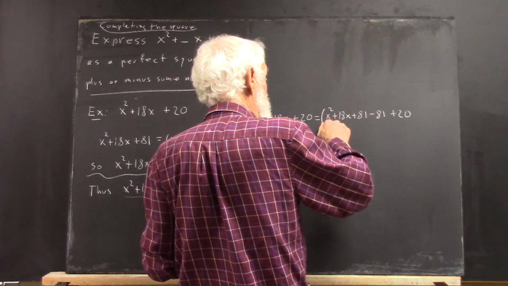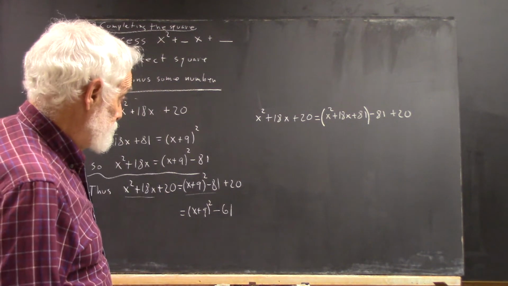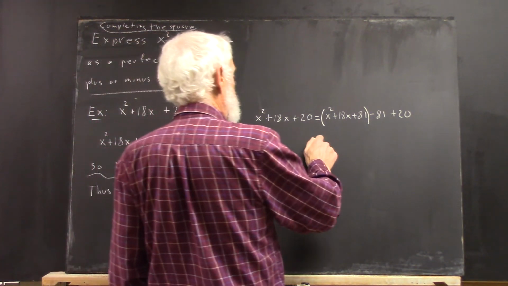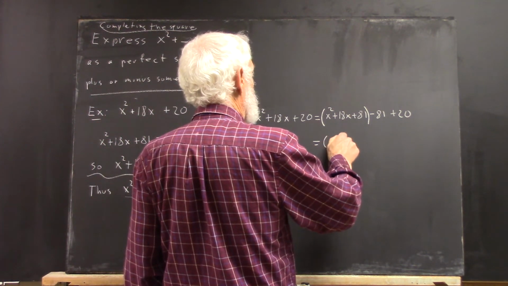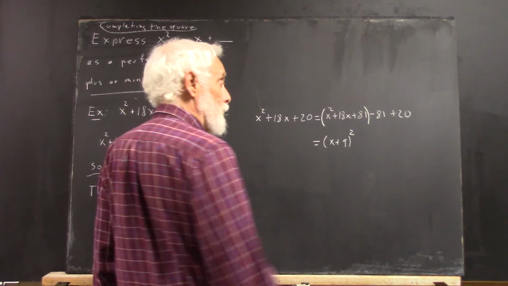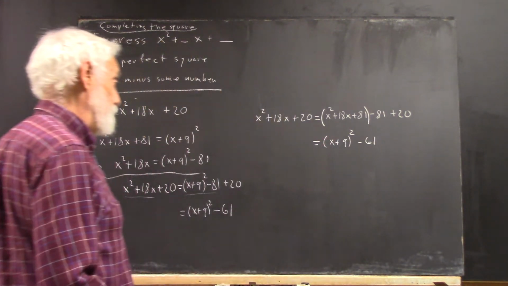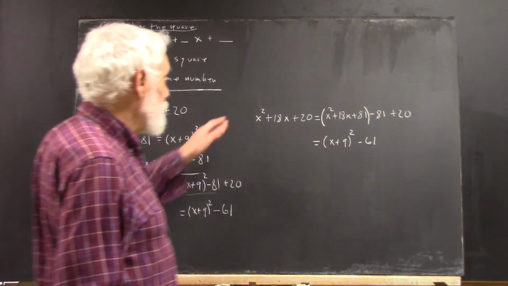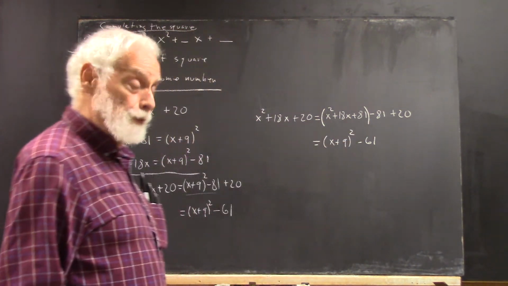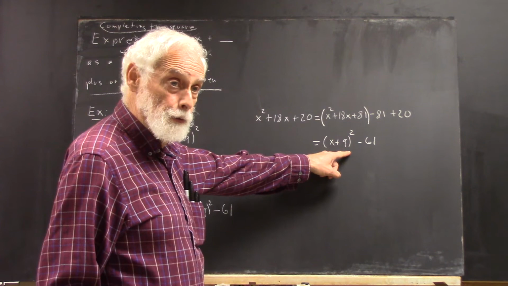Okay? Then I put parentheses around this. And I say, well, okay, that equals x plus 9 quantity squared, leaving me with minus 81 plus 20, that's minus 61. Now that's all done in just a couple of steps, so if that makes sense to you, that's the way it's usually presented.